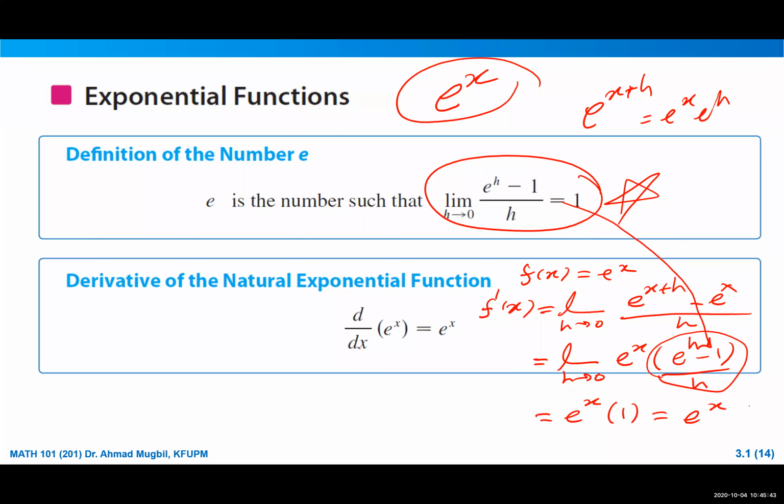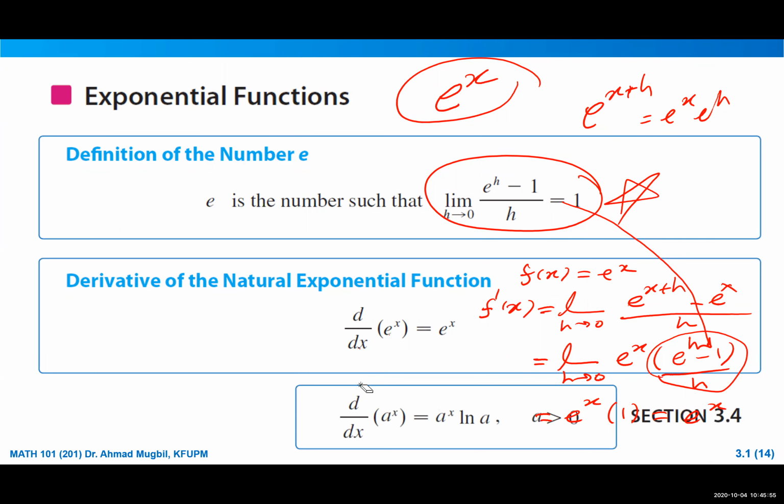So you have e to the power x. The derivative of e to the power x is e to the power x. Now, you should ask yourself, what about if it is not e? If it is, for example, 2 to the power x or 3 to the power x? We have it here, a to the power x, for any a greater than 0.